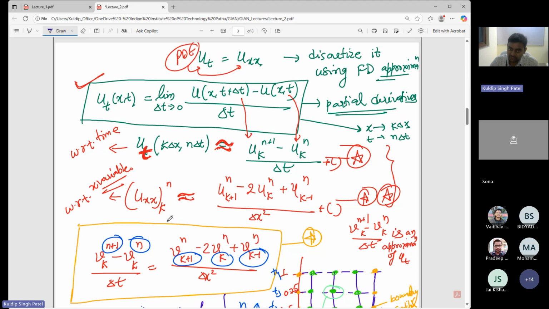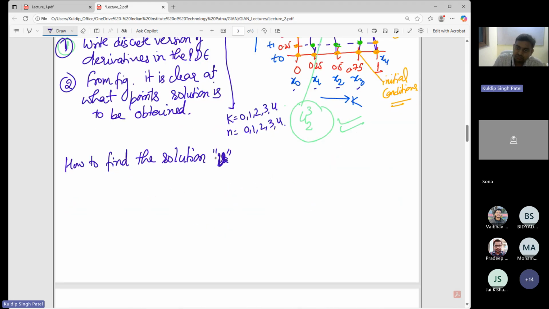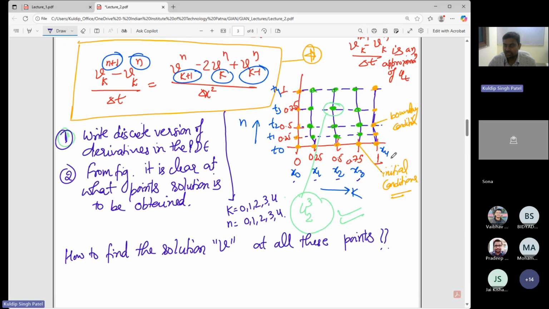Agree. So our question is how to find the solution v. Yes, this v. And v is what? An approximation of u. How to find this solution v at all these points? How many points are there? 12 points. I told you, so now it will be clear what problem will come if you increase the number of points. So now we have understood till here. I hope it is clear to each and everyone.